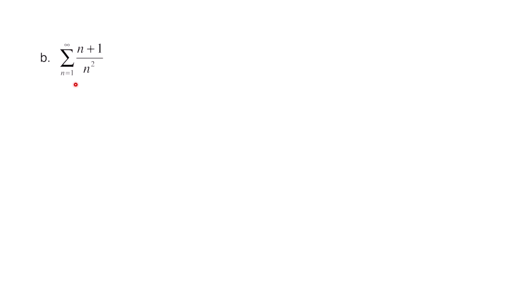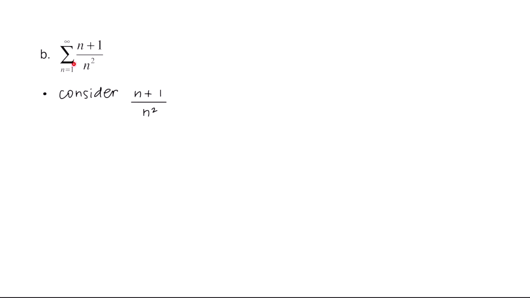For part B, we have the series where n starts at 1 and goes to infinity of n plus 1 over n squared. First we're just going to look at n plus 1 over n squared. We're going to take the dominant term on top, which is the term with the variable, and then we're just going to use the denominator.